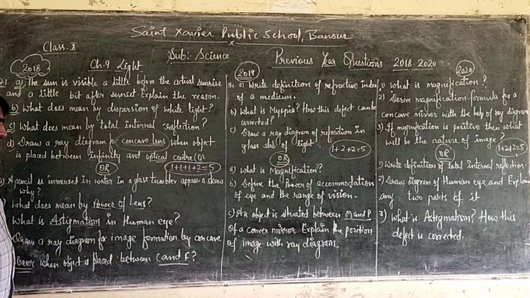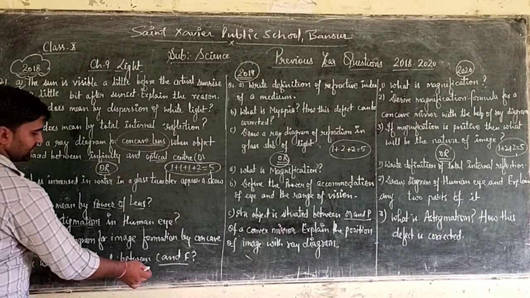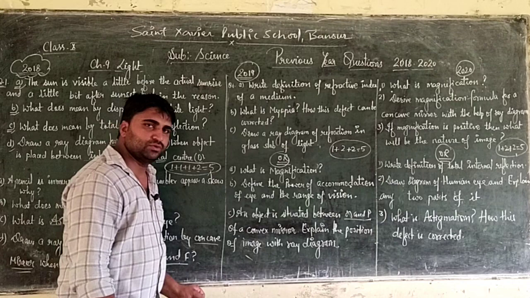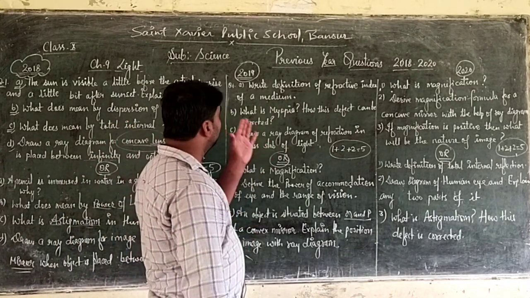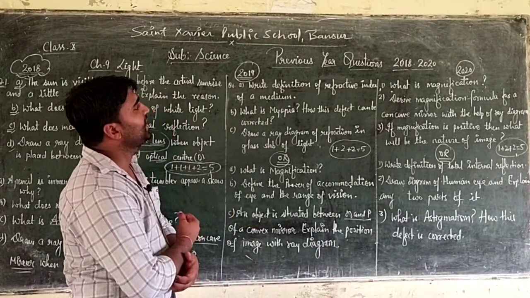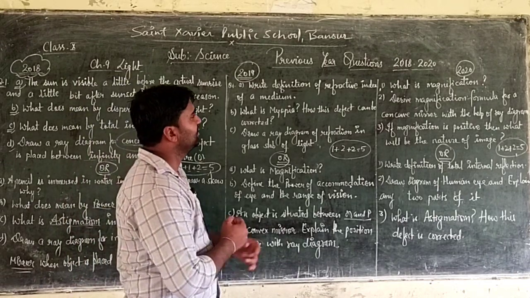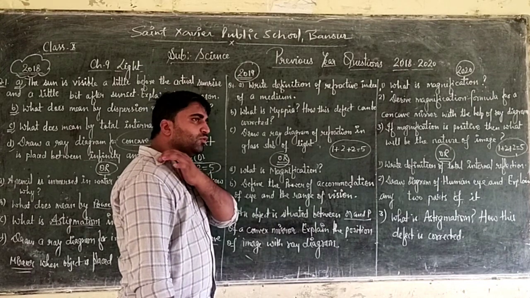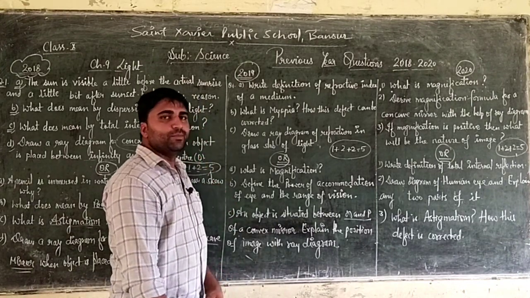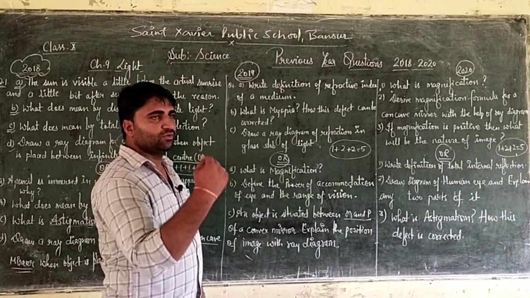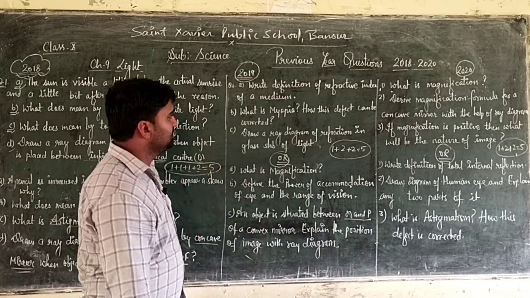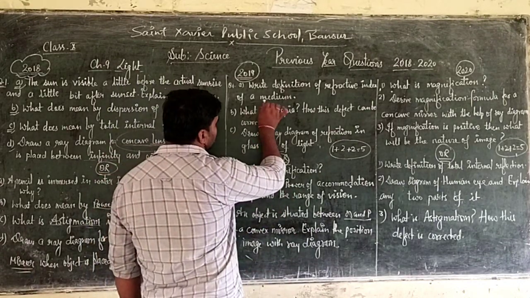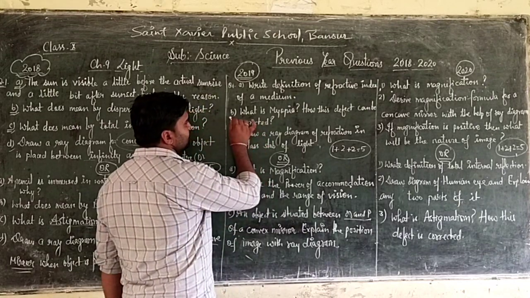Draw a ray diagram for image formation by a concave mirror, when the object is placed between C and F. This we have also drawn already. Now in 2019 you can see: write the definition of refractive index of a medium. The refractive index, as I told you, is denoted by mu 1 2 is equal to v2 upon v1. We have talked already about this, so you can see the previous video.